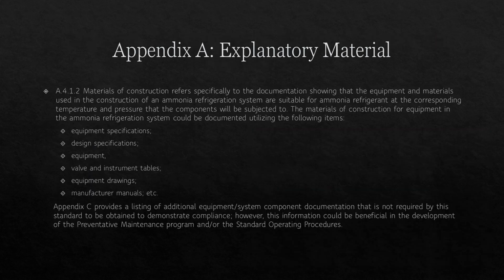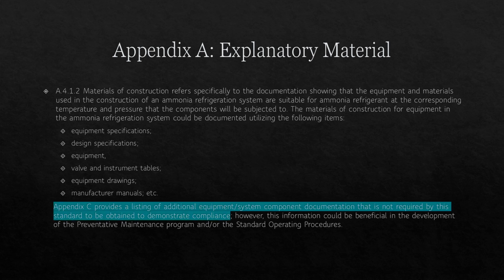This slide displays the explanatory material for Section 4.1.2 regarding materials of construction documentation. As you can see, the first paragraph explains what materials of construction documentation is and even provides a list of common types of materials of construction documents. The final paragraph has an interesting statement regarding Appendix C. It states that Appendix C provides a listing of additional equipment system component documentation that is not required by this standard to be obtained to demonstrate compliance.